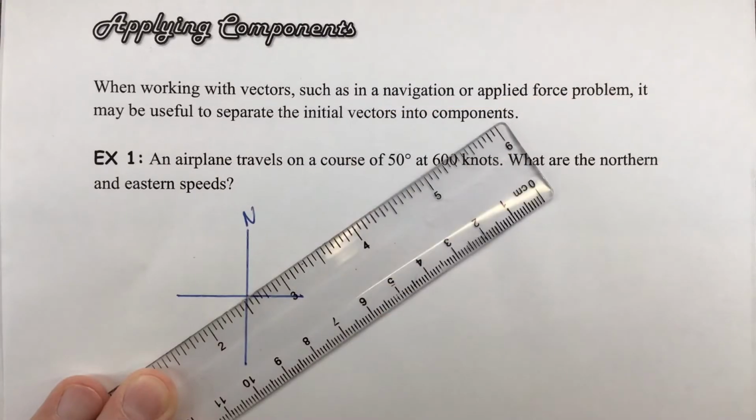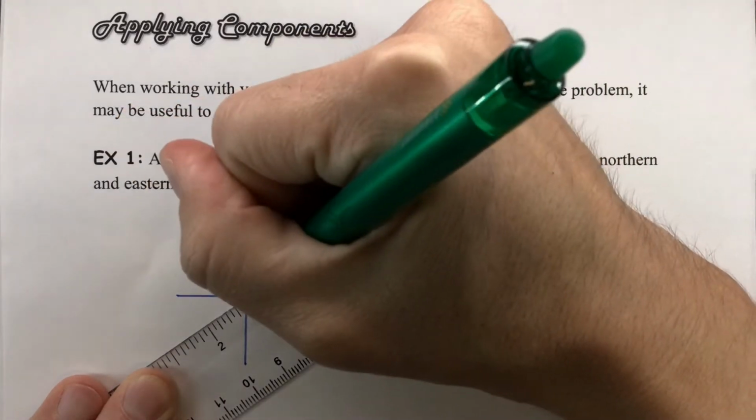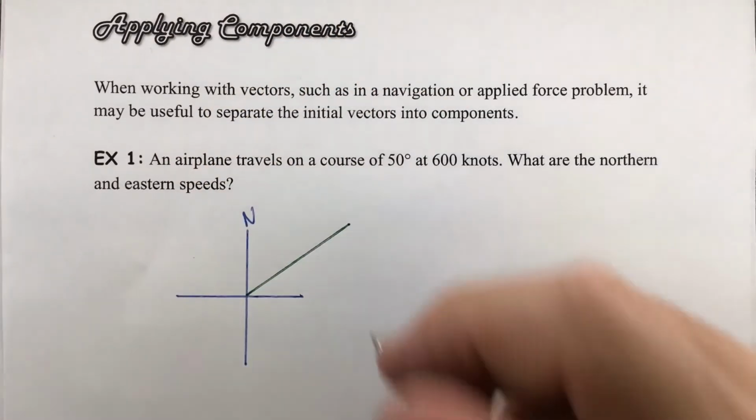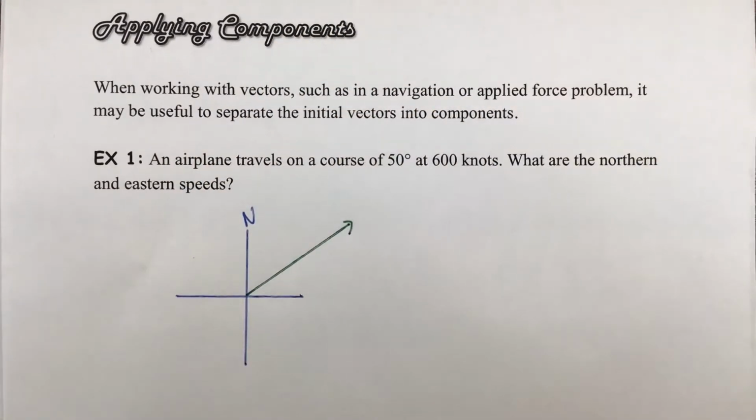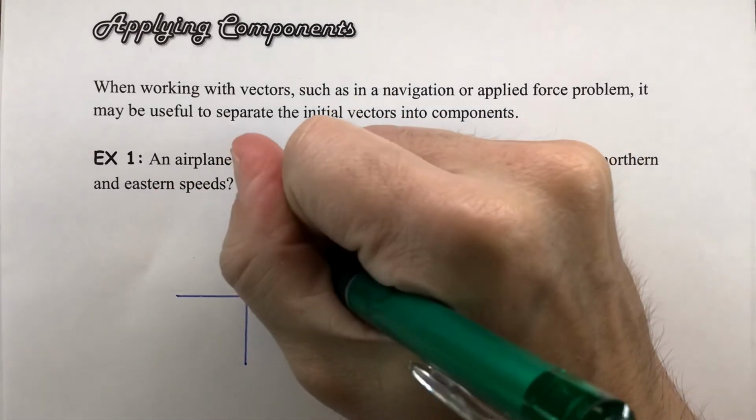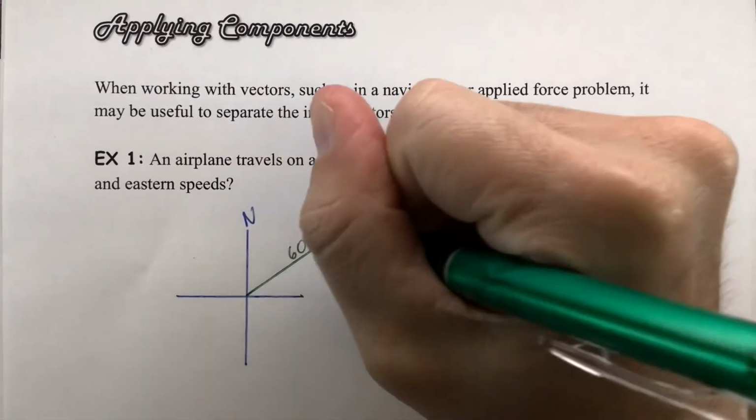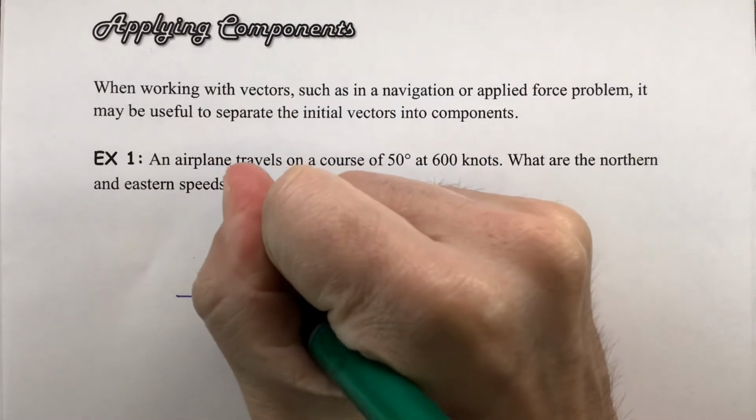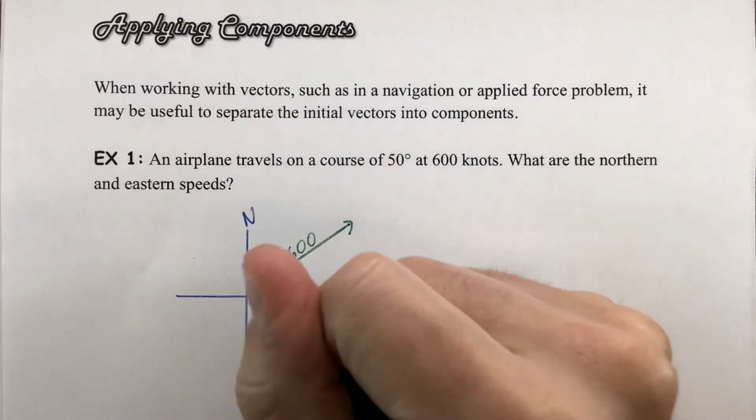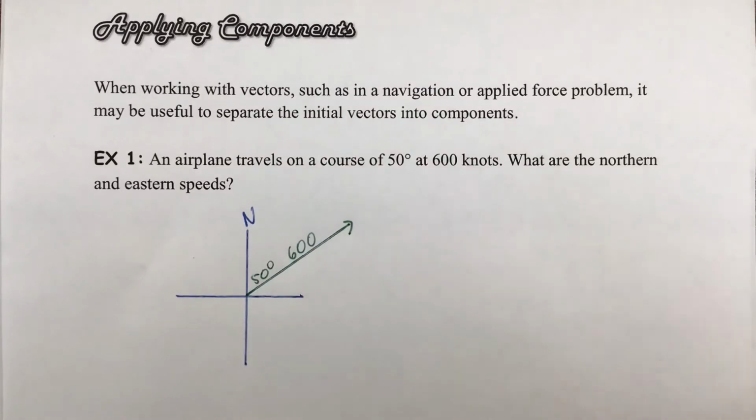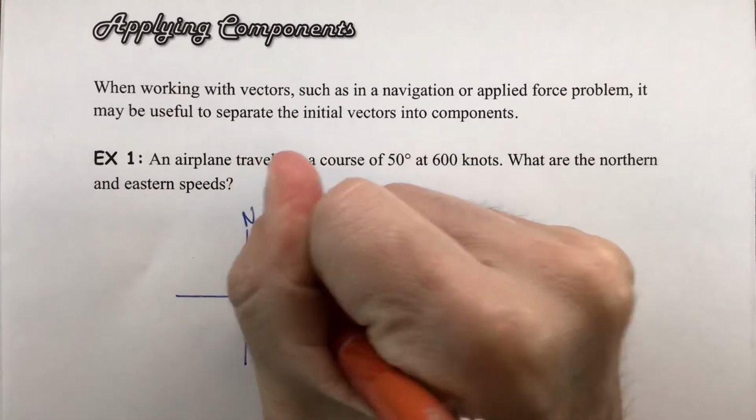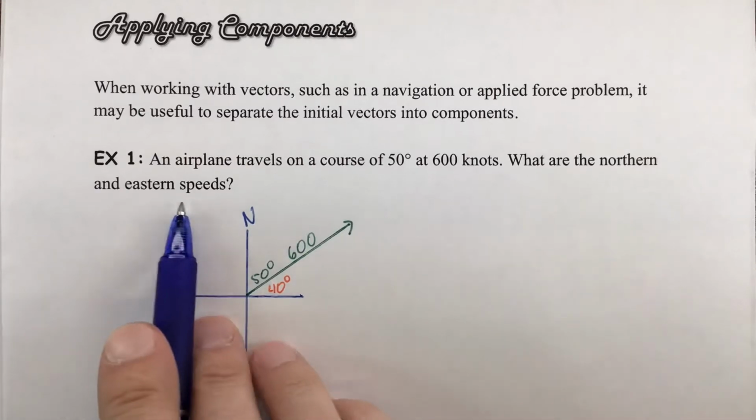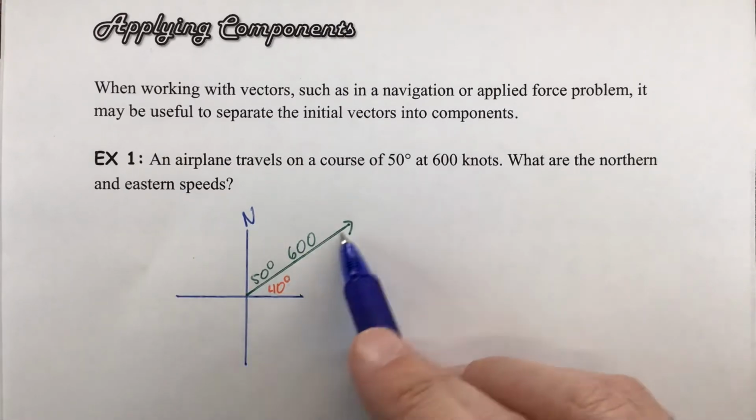Let's use a different color for the vector. Now the length of this is arbitrary. You can choose it to be whatever you want, but it is going to represent 600 knots, that would be nautical miles. The angle that we have is 50 degrees, which means that the angle here is going to be 40 degrees, which will be reported in just a moment. What we want to do here is figure out the northern and eastern speeds. That would be the components of this vector.